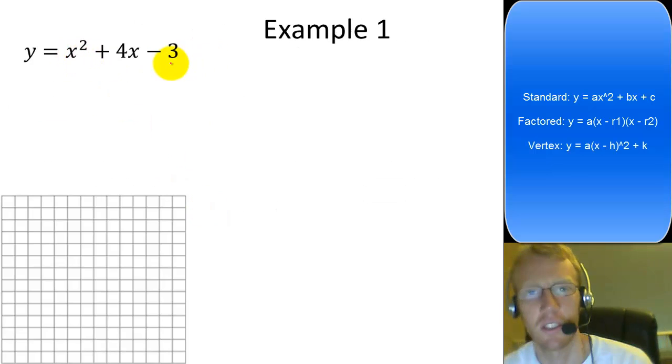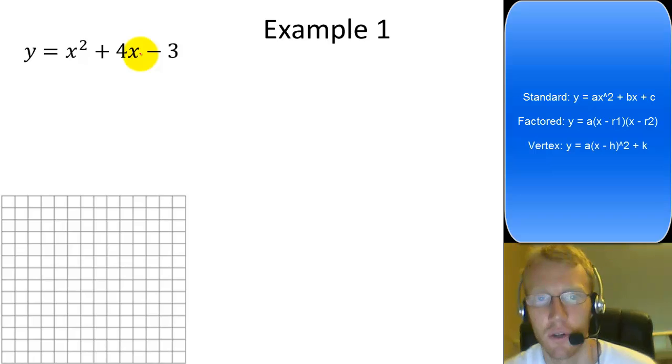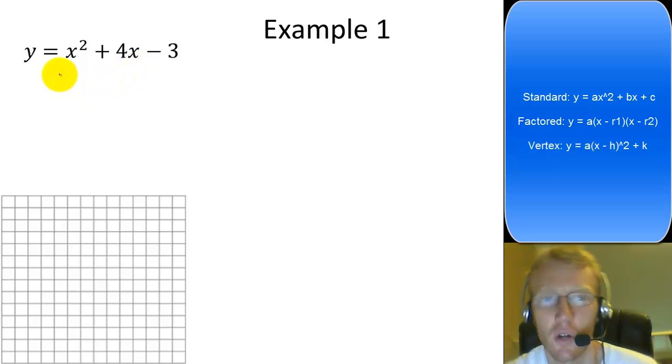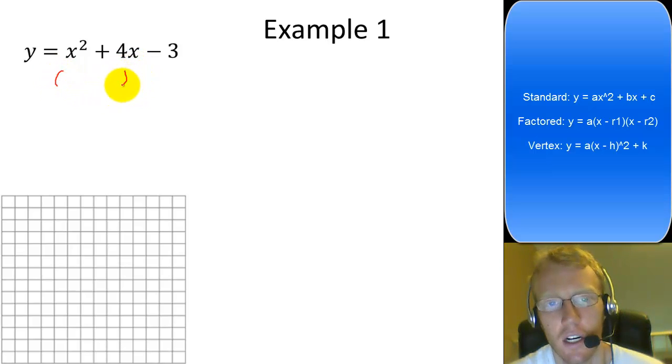Our first example is graph and find all the important information for y equals x squared plus 4x minus 3. So the first thing you might be trying to think is, okay, let's try to factor it. So you go like this.